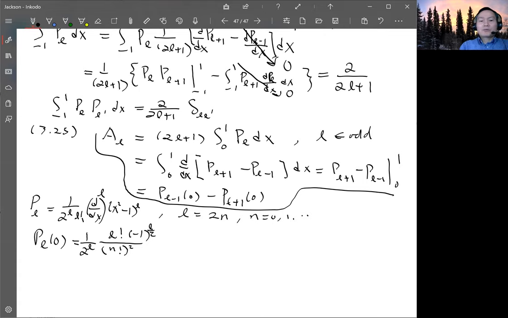Okay, so now the rest is just to simplify it to a form that is comparable to Jackson's result. So what we can do is change L to 2N. So L is 2N, so this is 2N factorial. And in this 2N factorial, you can separate the even factor and the odd factor. For the even factor, you can divide it by N factorial, okay? And because they're even, you have a factor of 2, and you have N of them, so you have 2 to the power N. And you have this 2 to the L in the denominator.